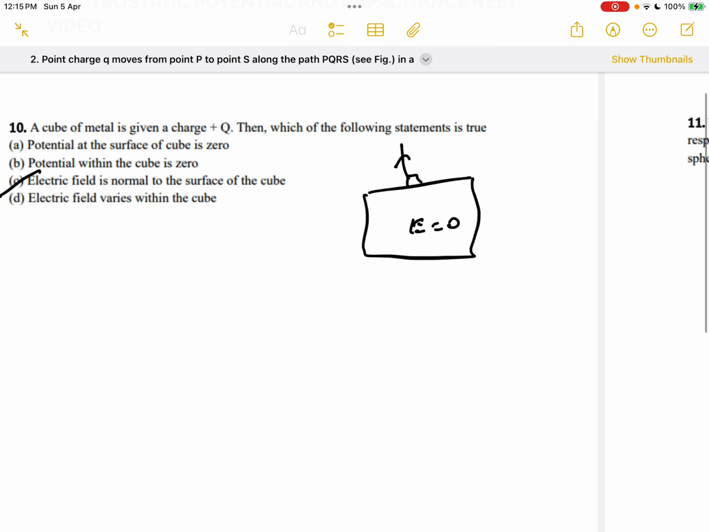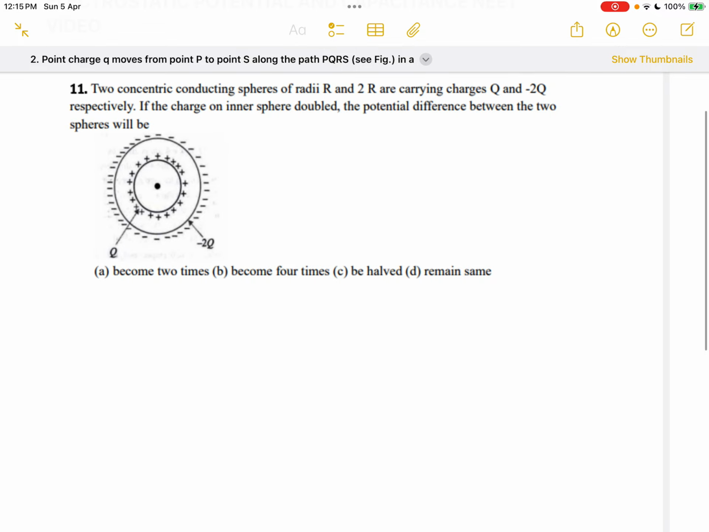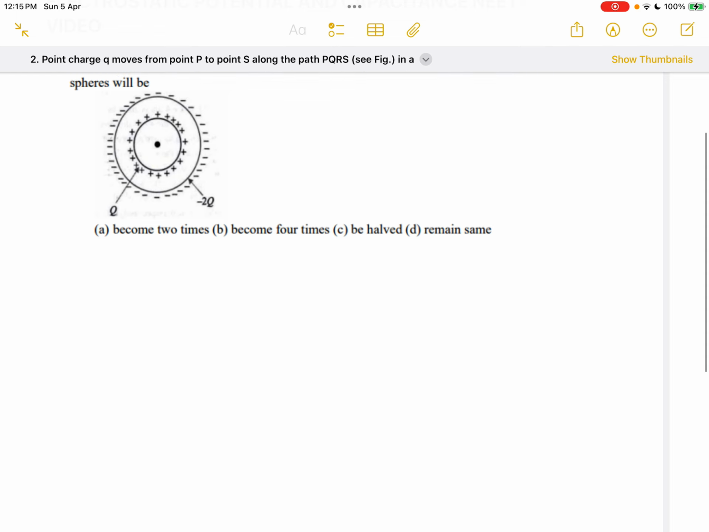Let's go further and solve question number 11. Two concentric conducting spheres of radii r and 2r are carrying charges q and minus 2q respectively. If the charge on the inner sphere is doubled, what will be the potential difference between the two spheres? Now let us try and understand.